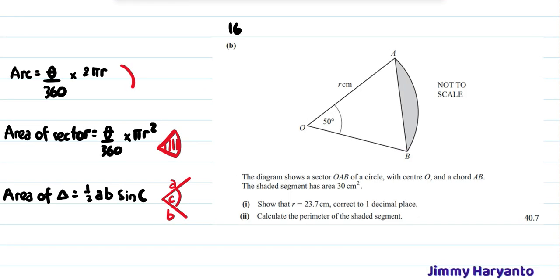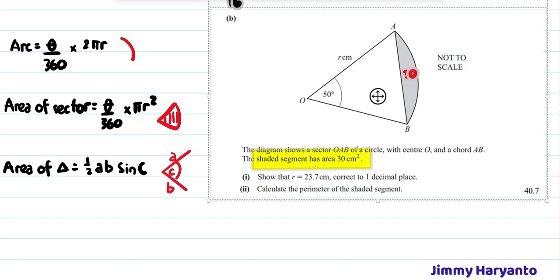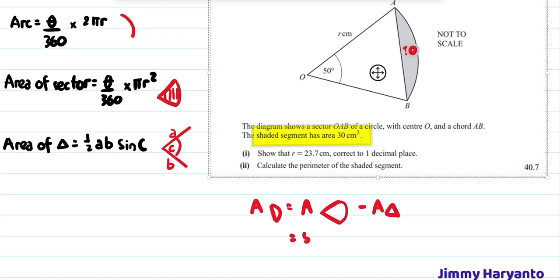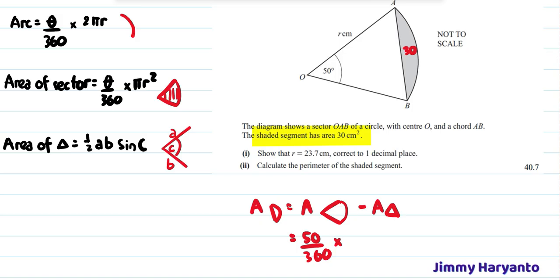Next is 16b. For 16b, I think you need these formulas: arc length, area of sector, and also area of triangle. For these questions, we'll start from this. The shaded segment has area 30. How do you find that one? The area of this equals the area of the sector minus the area of the triangle. The area of the sector is 50 out of 360 times pi times r squared, minus the area of the triangle, which is half times r squared times sine 50.